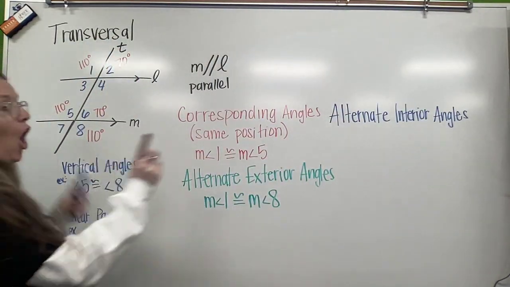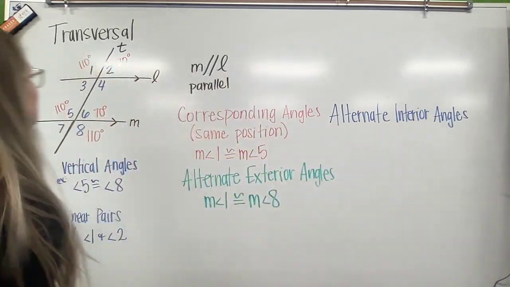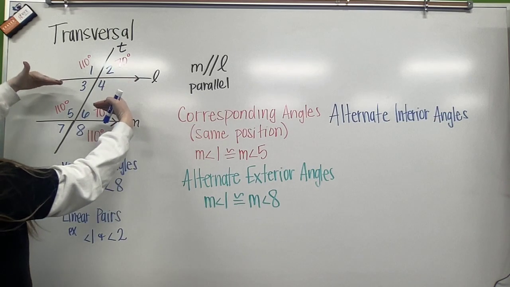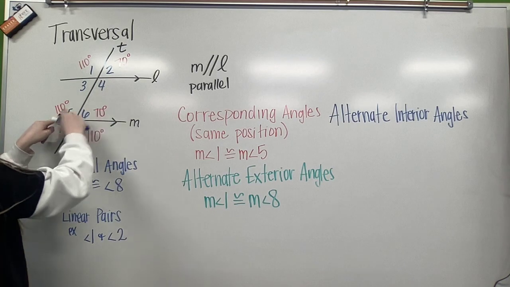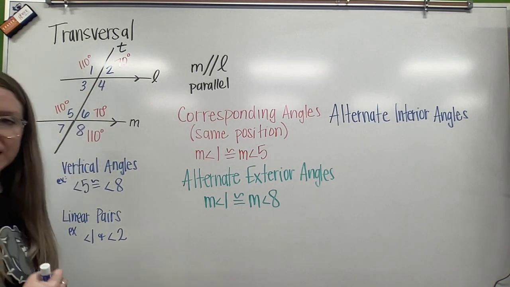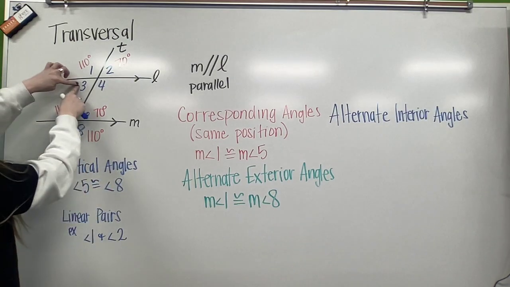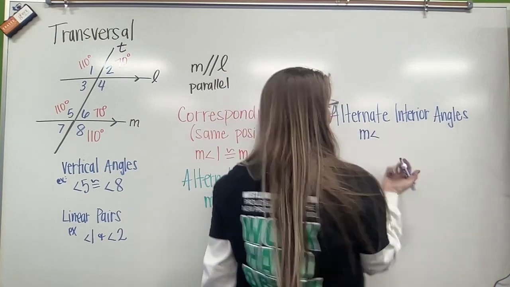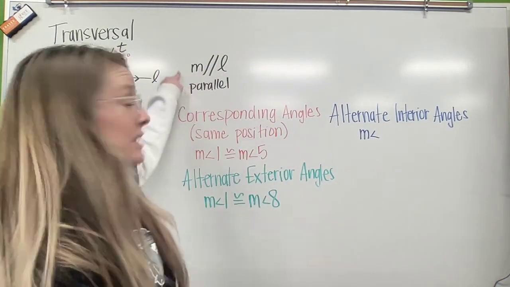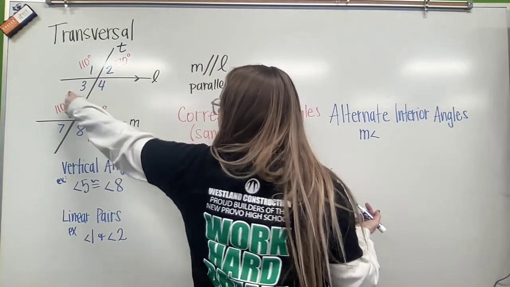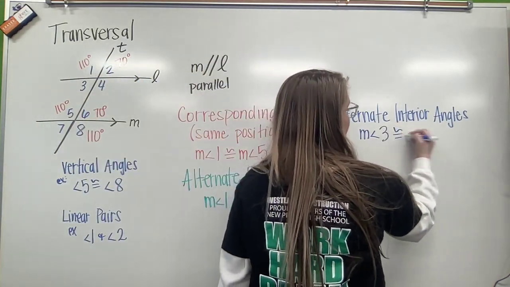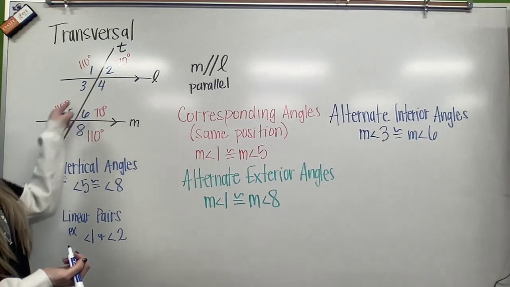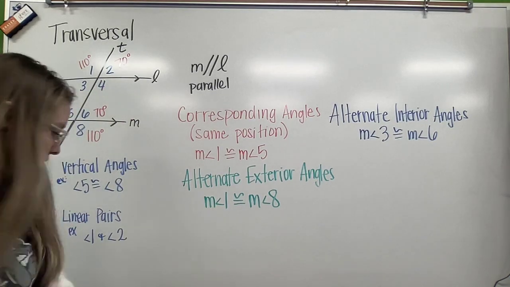Yeah, okay. Alternate interior angles. So alternate, they're on opposite sides, but they're inside our lines. So 5 and 4 are alternate interior angles. So would be 3 and 6. So the measure, sorry, I got ahead of myself. Because our lines are parallel, angle 3 and angle 6 are congruent. Again, these are just examples. We also know 4 and 5 are alternate interior angles.